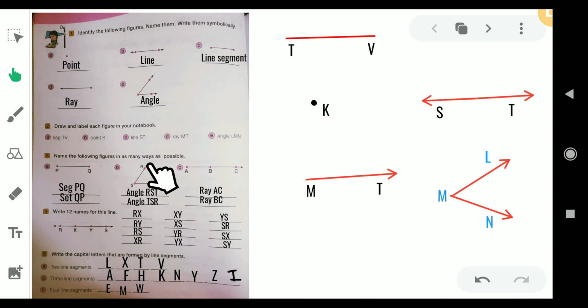Let's take this figure. As I said, an angle can be read in two ways. First is angle RST. Next is angle TSR. Remember, to read an angle we must use three letters. To read a line segment we must use two letters.